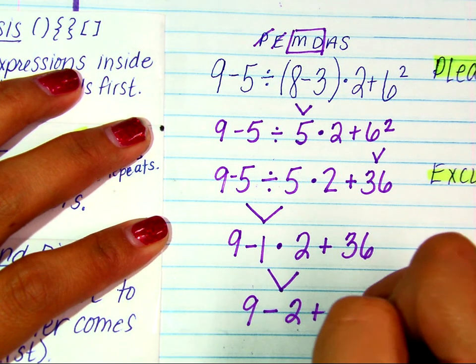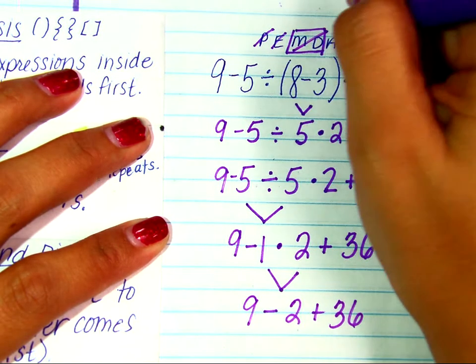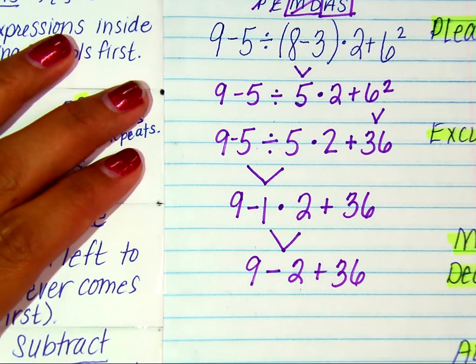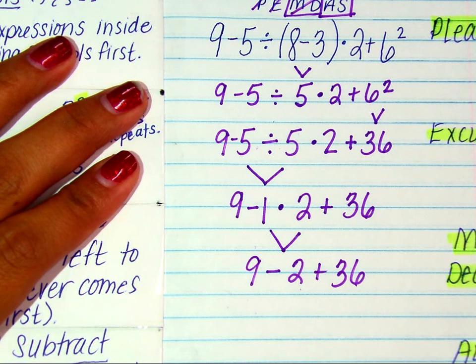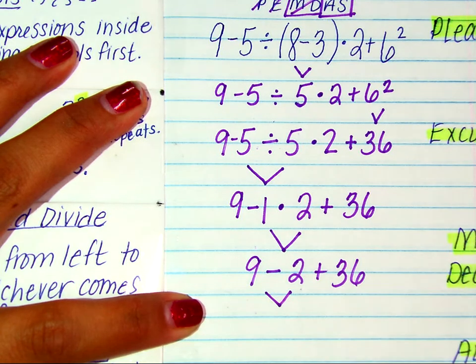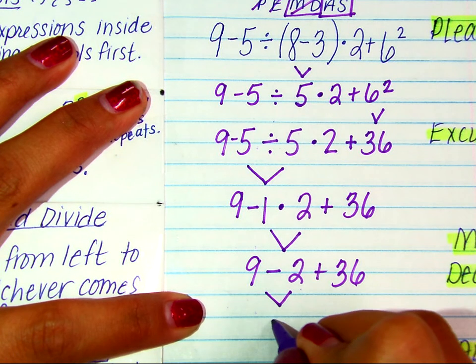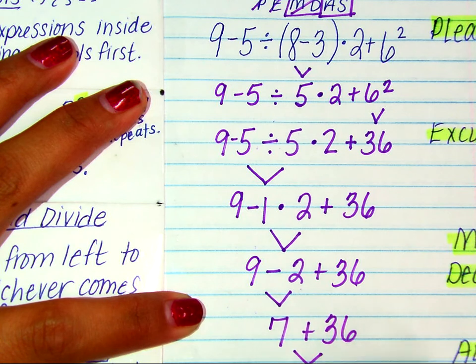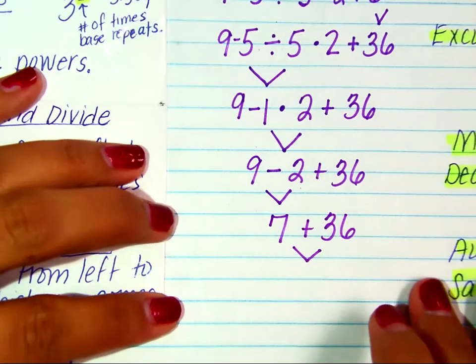All right, so we did them. And now we're going to look at our last partner pair, which is addition and subtraction. What are we going to do first? What do you think? Subtract. Subtraction comes first from left to right. Be careful. Don't fall into the trap. So 9 minus 2 is 7, plus 36, which is our final step. 7 plus 36 is 43.